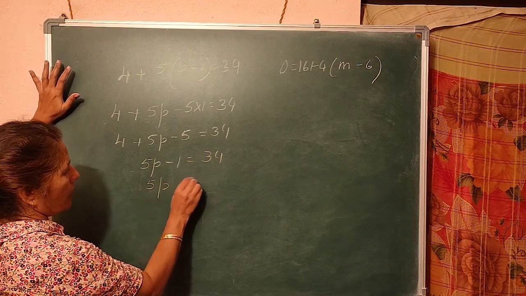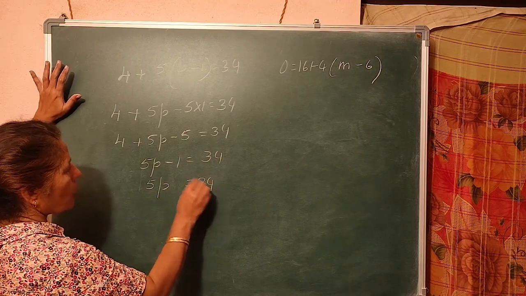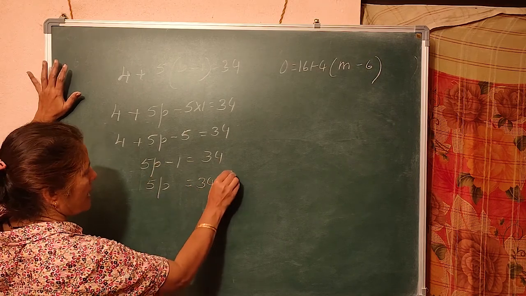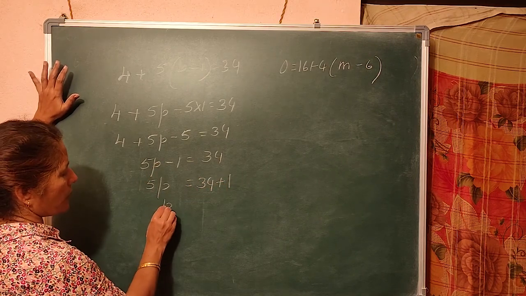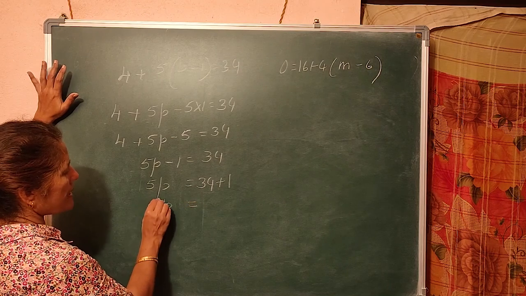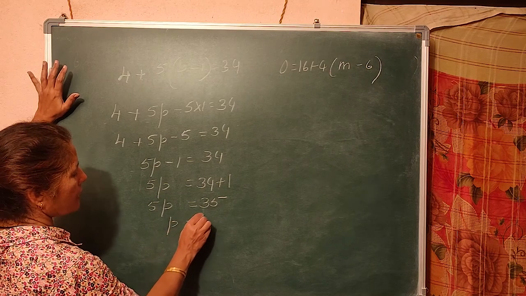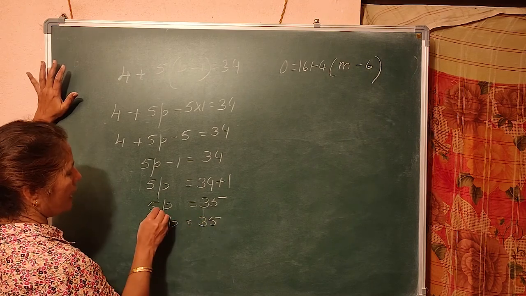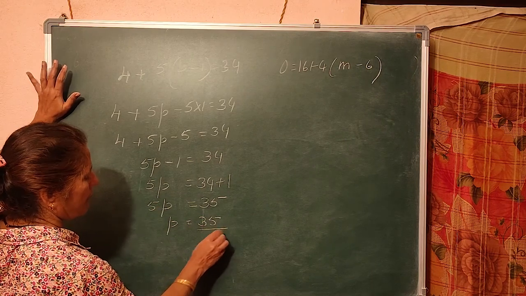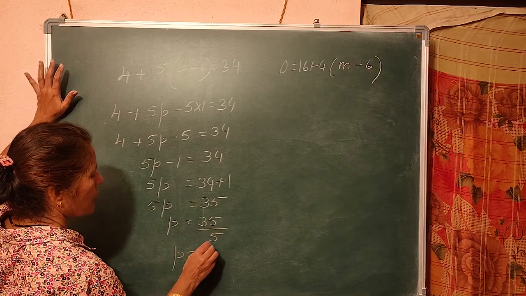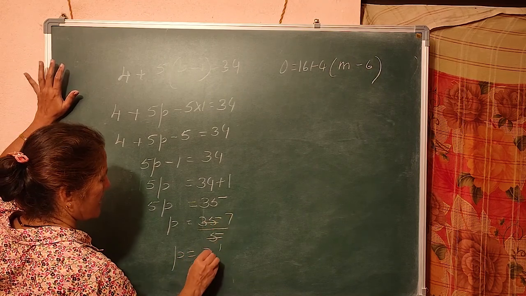5p is equal to 34 minus 1, take that side, plus 1. So 5p is equal to 34 plus 1, 35. p is equal to 35, and here it is divided by 5. 5 ones are 5, 5 sevens are 35. So p is equal to 7.